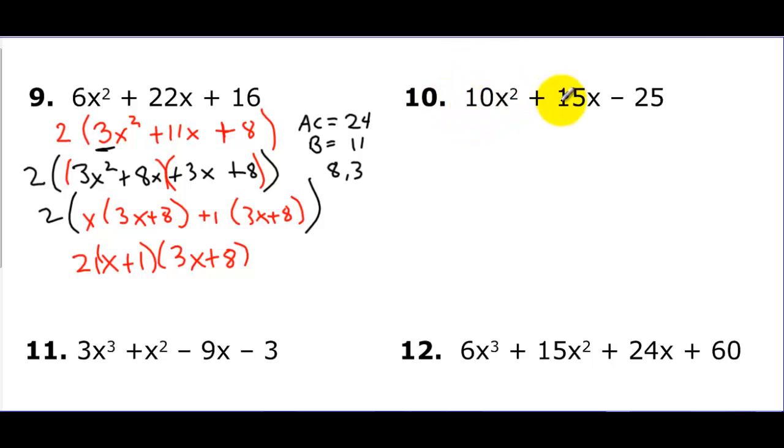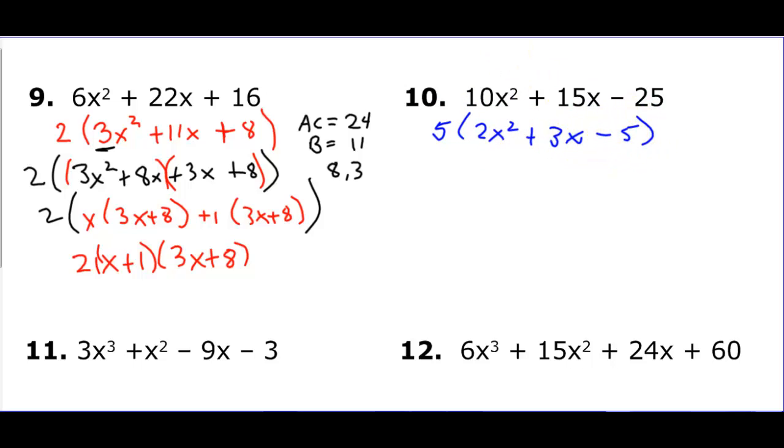So again, I see 10, 15, 25. All of those numbers have a 5 in common. So instead of multiplying together 10 and 25 right at the beginning and getting a 250, then having to figure out factors of 250, I'd rather pull away that 5. So if I pull away this 5, it looks like I'm left with 2x squared plus 3x minus 5.